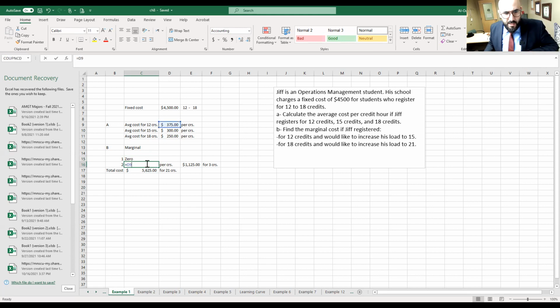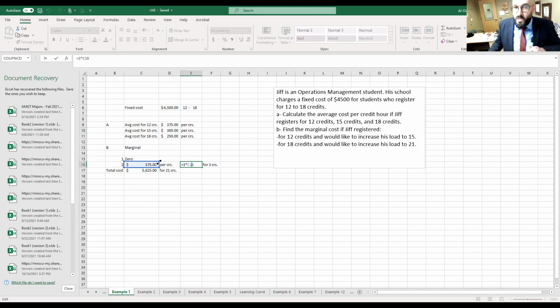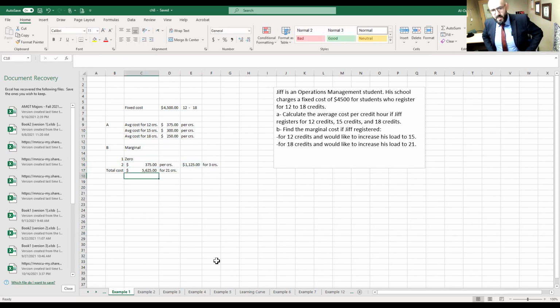The average cost would be, as we calculated there in part A, 4,500 divided by 12, which gives you 375. And the cost for 3 credits would be 3 times 375. Now you add the 1,125 to the 4,500 to get the total cost of 5,625. All right, so I hope this is helpful.